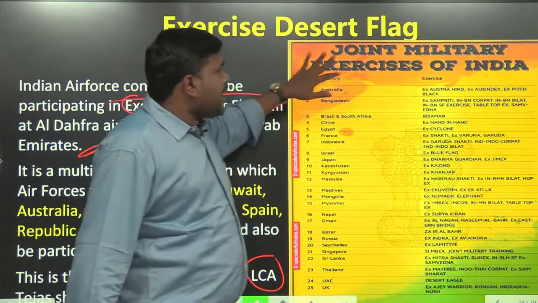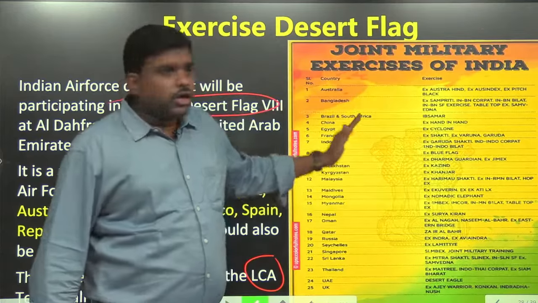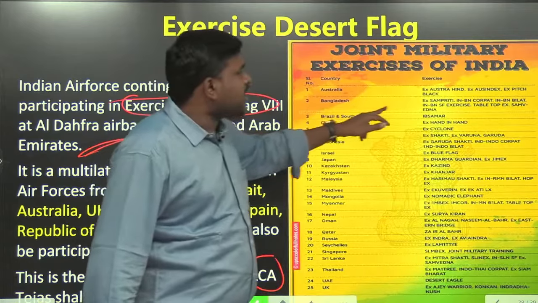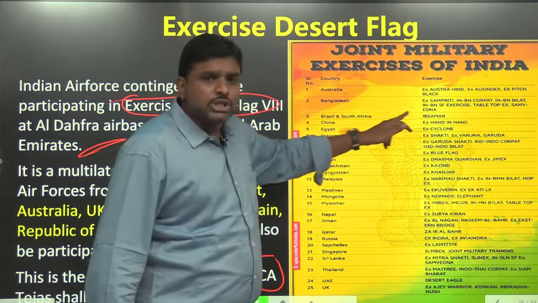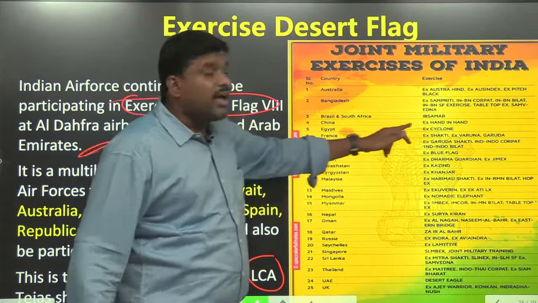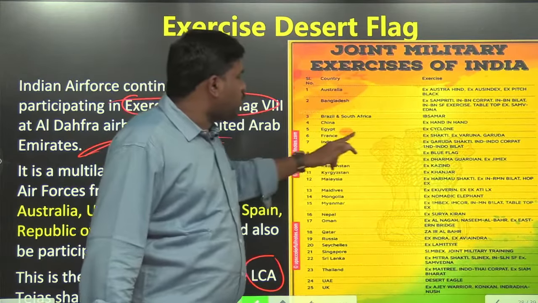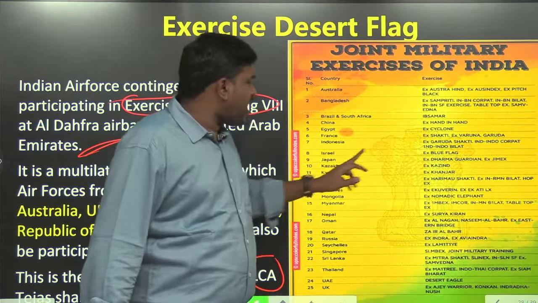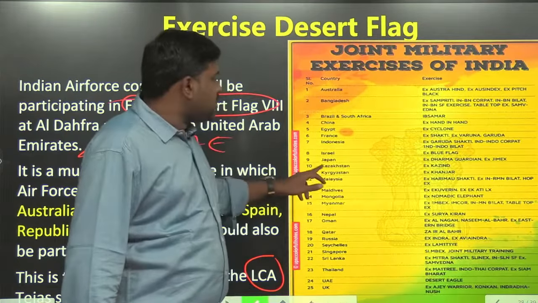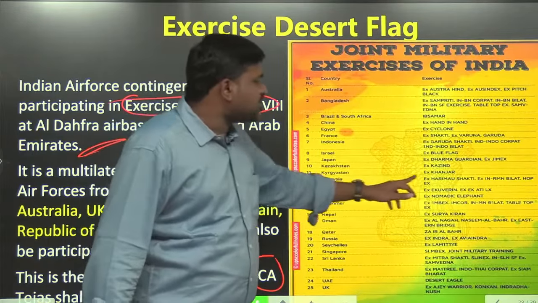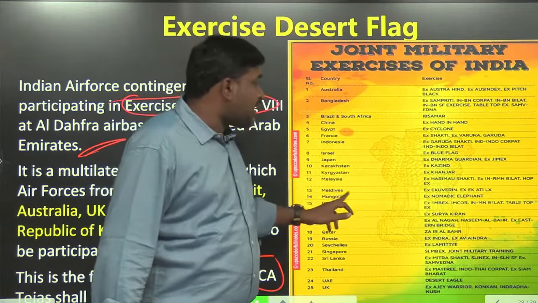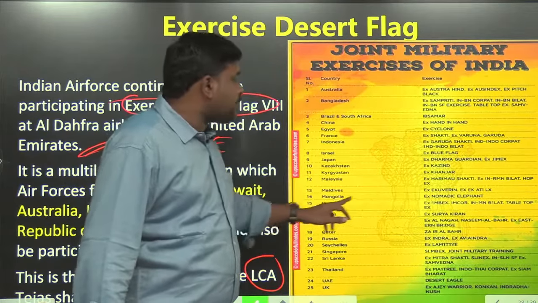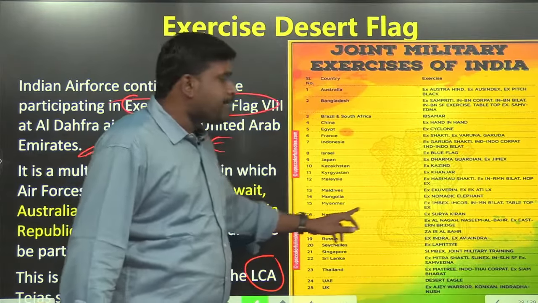Apart from it, for joint military exercises, you have to remember like this: Australia, Ausindex; Bangladesh, Sampriti; Brazil and South Africa, IBSAMAR; China, Hand in Hand; Egypt, Cyclone; France, Shakti; Indonesia, Garuda Shakti; Israel, Blue Flag; Japan, Dharma Guardian; Kazakhstan, Prabal Dostyk; Malaysia, Harimau Shakti; Maldives, Ekuverin; Mongolia, Nomadic Elephant; Myanmar, we have Tabletop; Nepal, Surya Kiran.